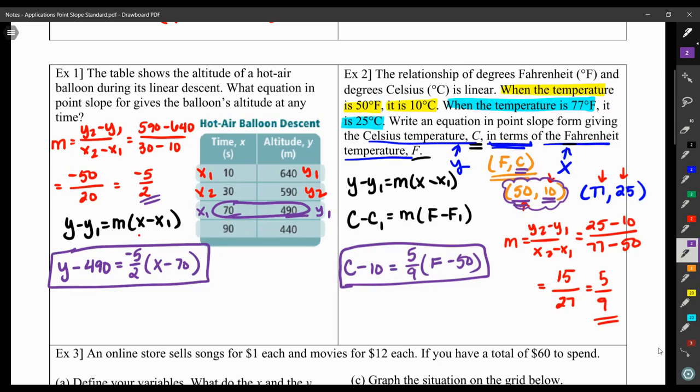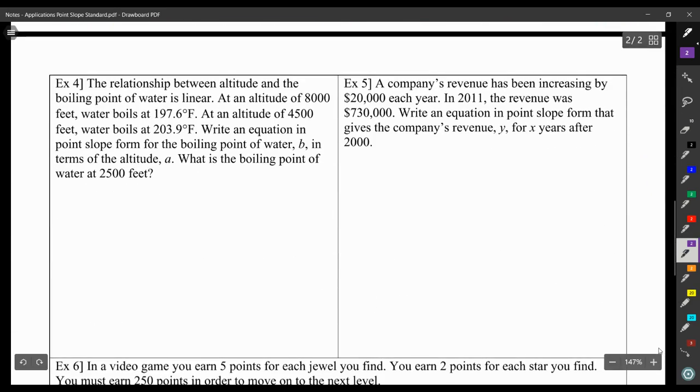I want you guys to pause the video and I want you to try numbers 4 and 5. We will come back up to 3 shortly. Pause the video, try 4 and 5.